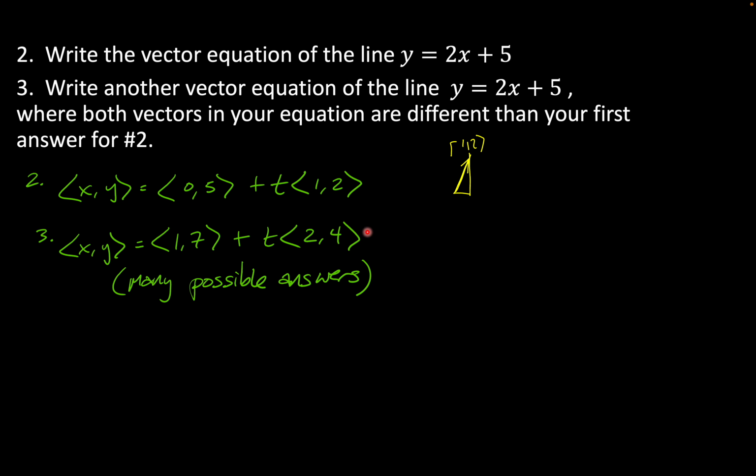Now think about how (1, 2) and (2, 4) have the same direction. Really, when we talk about directional vectors, the magnitude doesn't matter. It's just the direction that represents the slope of that line. So here I can have any multiple of (1, 2), even a negative multiple of (1, 2), and that would still represent the exact same line.